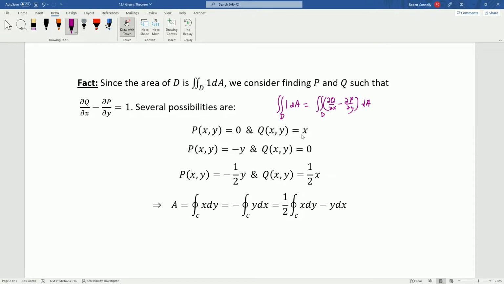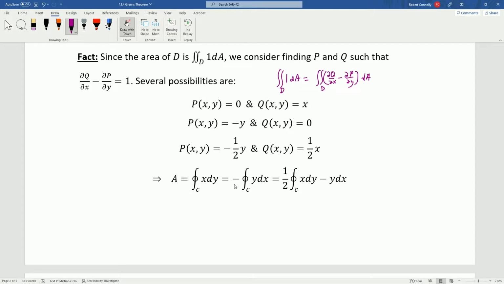P could be 0 and Q could be x. So then you'd get the derivative of Q would be 1 minus 0 is 1. P could be negative y and Q could be 0. So then you get 0 minus negative 1, which would become positive 1. Or you could get P is negative 1/2 y and Q is 1/2 x. And again, you take these derivatives, you'll get 1/2 plus 1/2 equals 1. So that gives us three possible line integrals that can evaluate the area of a region.